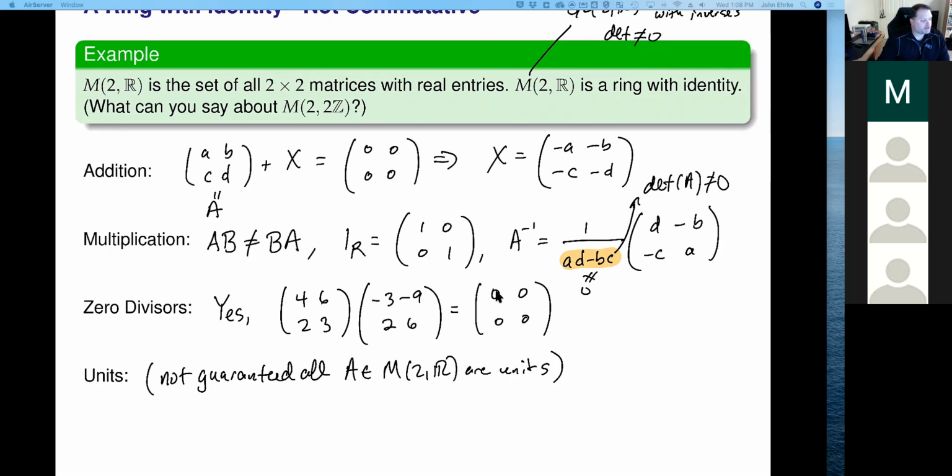You'll get the 0 matrix, which is the 0 element, the additive identity element for M2R. So you can have 2 non-zero matrices that multiply together to give you 0. So you do have zero divisors.